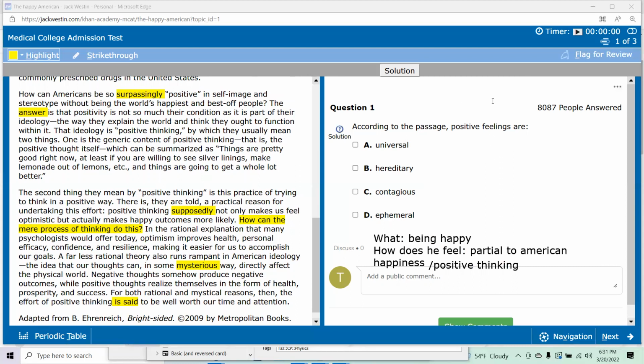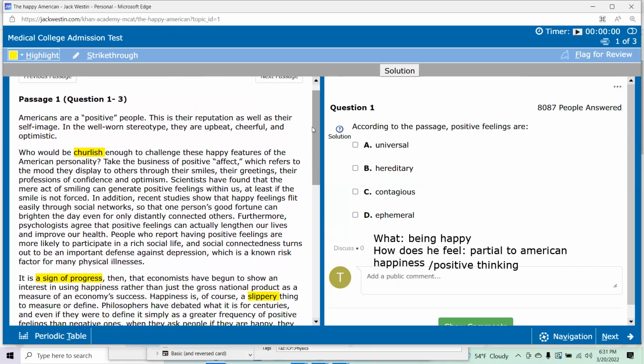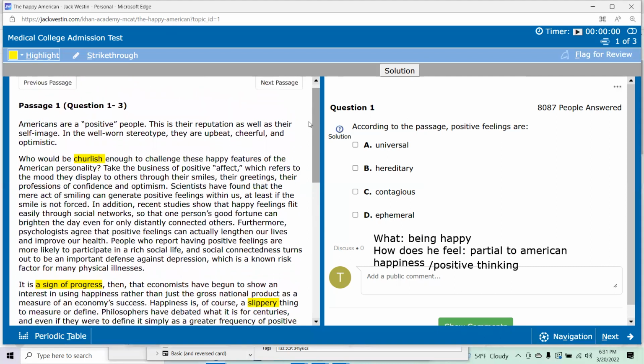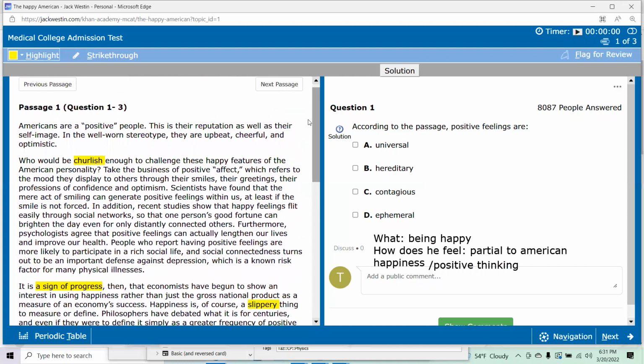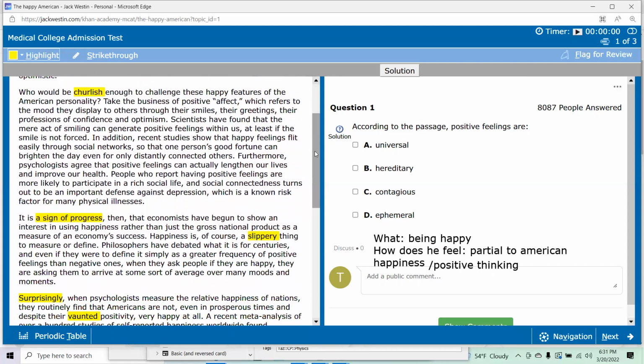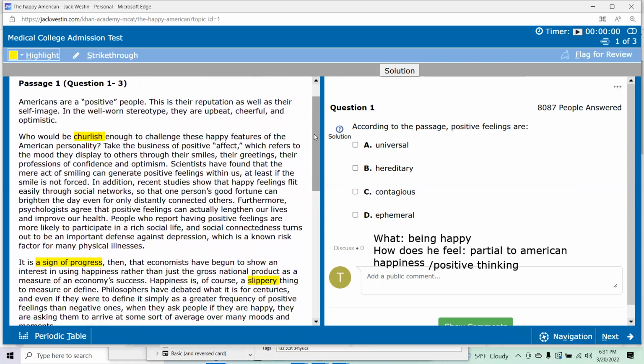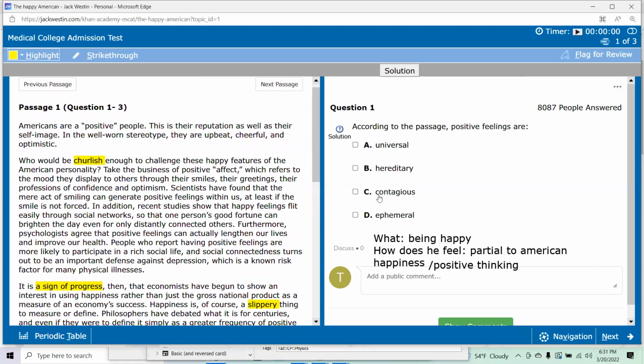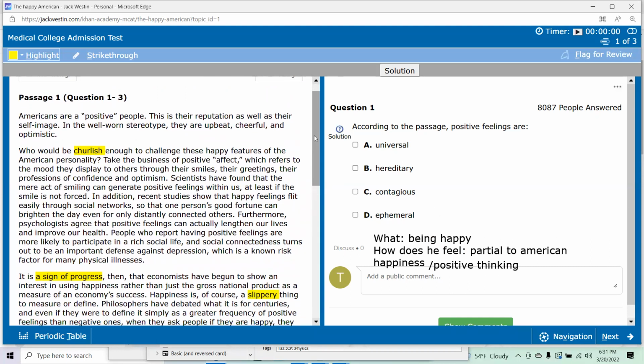Yeah, good. So let's look at our first question. According to the passage, positive feelings are A, universal, B, hereditary, C, contagious, or D, ephemeral. So as always, what I do here is not start by looking for the right answers, but look for things to eliminate so we don't have to think about them, right? So positive feelings, right? What does he say about, well, what does he not say about positive feelings? Is there anything here that jumps out to you as like, oh, I don't think that was really talked about?